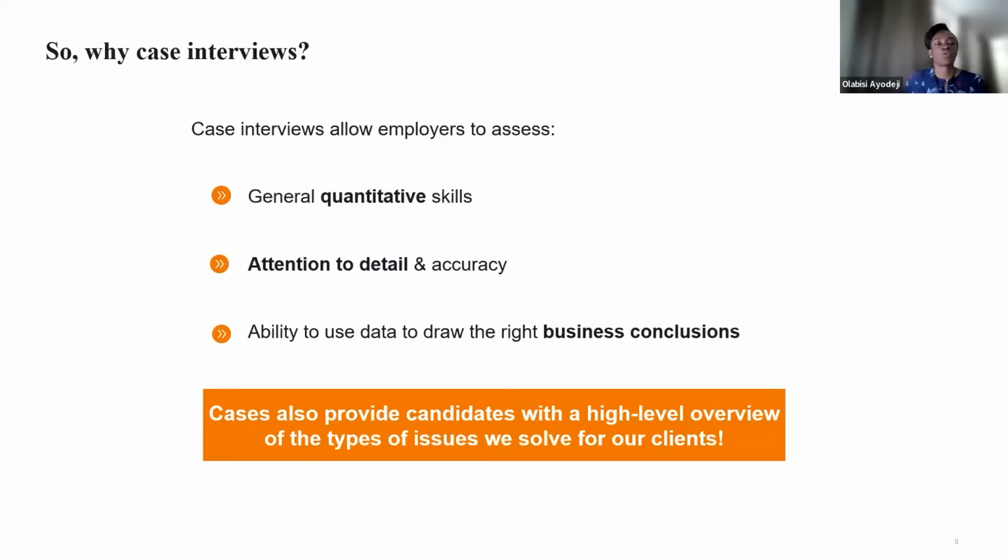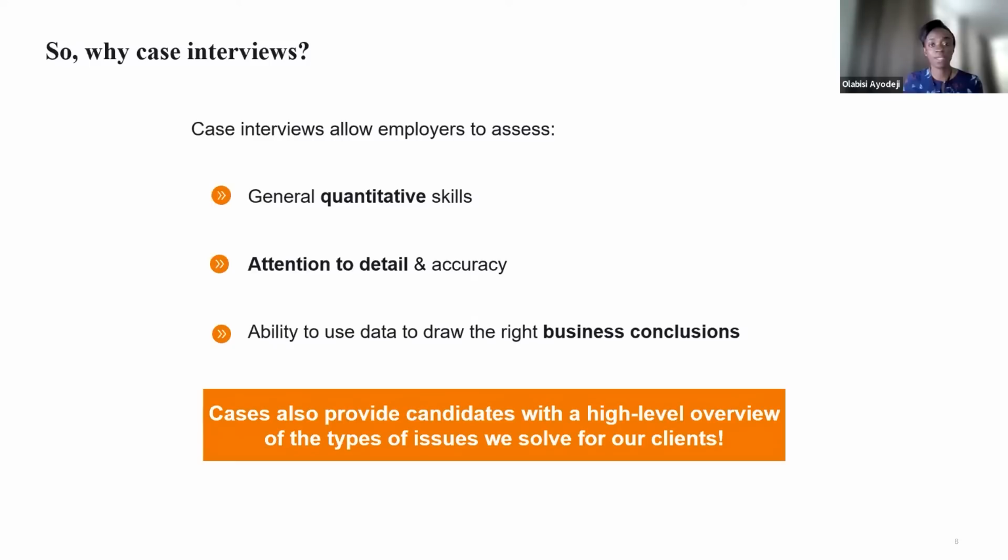The next question becomes, why is this important? Why do companies do this? Like I mentioned before, case interviews simulate business problems that you could face on a typical day-to-day, especially in a consulting role. And what it therefore does is allow employers to assess candidates on their general quantitative skills. How good are you with manipulating numbers to come up with a decision?